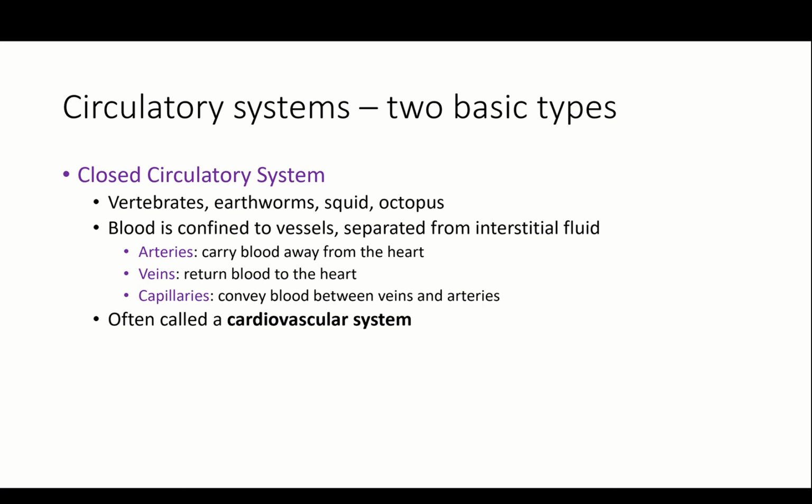So we have three different kinds of vessels that we want to talk about. We have arteries, and I always think of A as away because it carries blood away from the heart. And then we will have veins, which are always going to be returning blood to the heart. So they are heading towards the heart. The arteries are heading away from the heart.